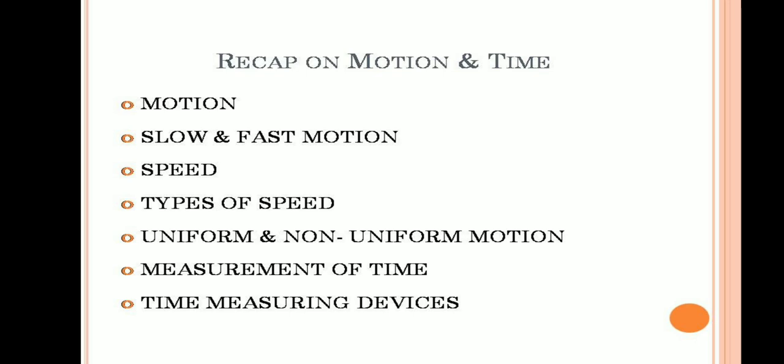Measurement of time. See, there are many events in nature that repeat after a time interval: rising of the sun, morning, and the time between two new moons, that is a month. Time measuring devices are clocks. Clocks use periodic motion to measure time. There are different time measuring devices: sundial, sand clock, water clock, pendulum clock, quartz clocks. These are used to measure the time.